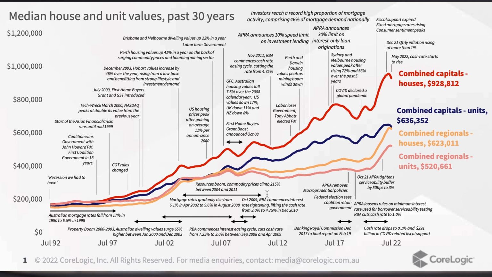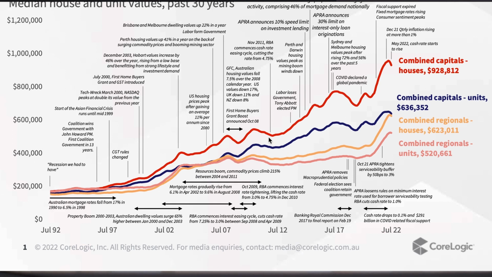Going past the GFC, in October of 2009, the RBA commences interest rate tightening, lifting the cash rate from 3% to 4.75% in December 2010. So within a year, it went from 3% to 4.75%, and within that time we've seen house prices continue to grow. And from 2012 to 2020, we've seen just major growth in house prices, some of the biggest growth we've ever seen.